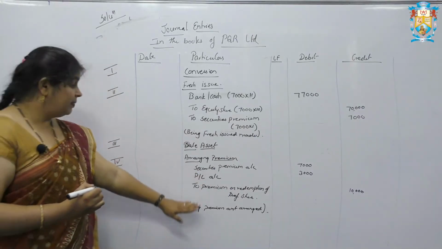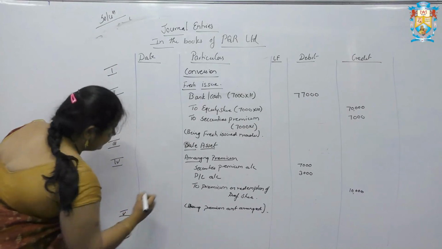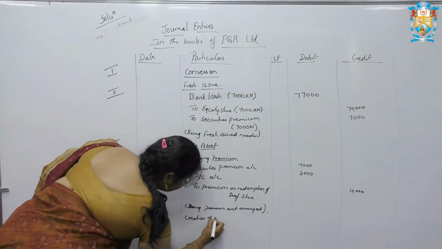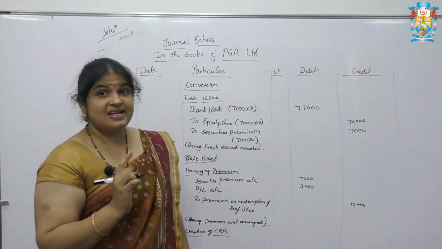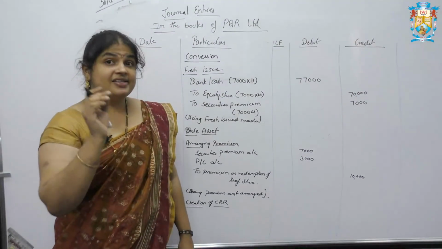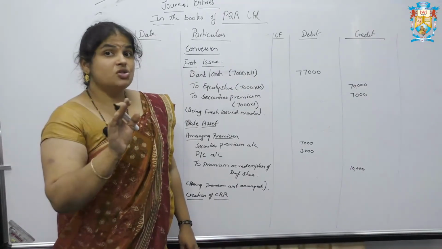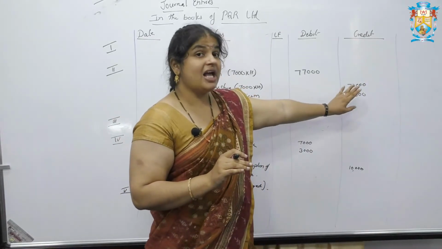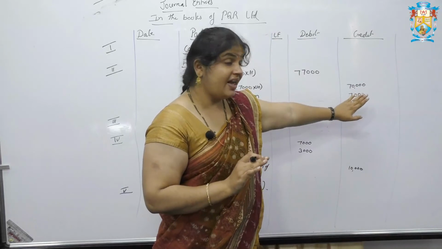Next, here we completed the fourth step. Come to the fifth step, that is creation of CRR. What do you mean by CRR? That is capital redemption reserve. So here, whatever external arrangement is there, 70,000 I have arranged externally. According to the question, I require 1 lakh rupees. Out of 1 lakh rupees, 70,000 I have arranged externally.